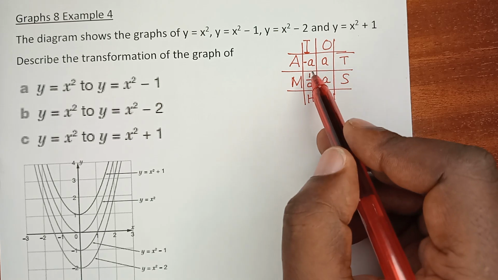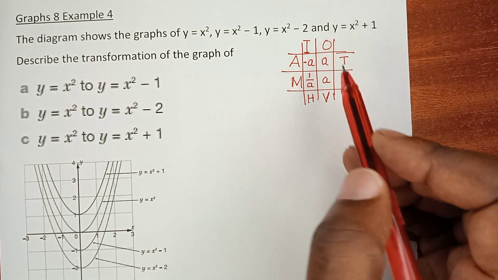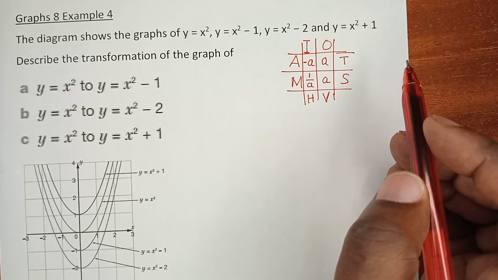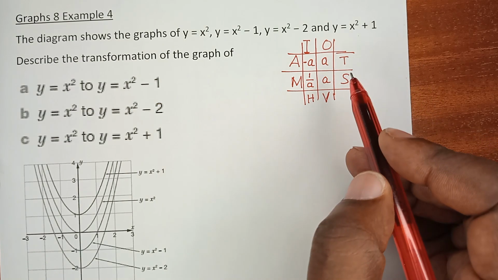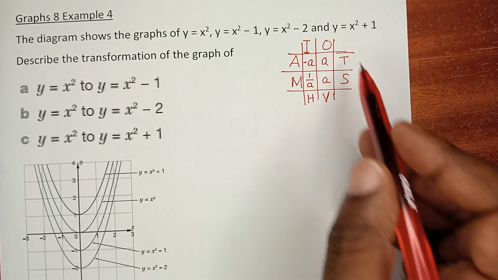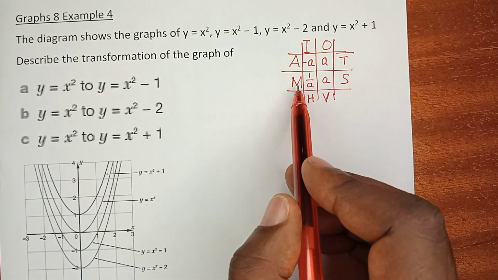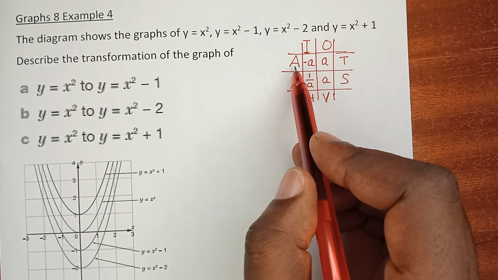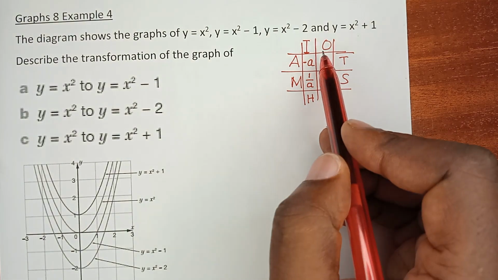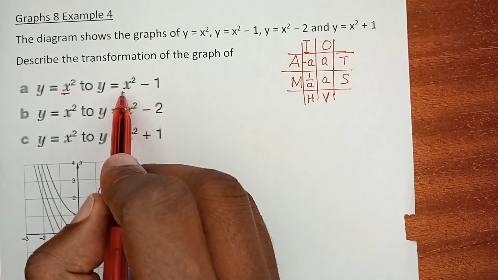All these, minus a, 1 over a, and a, are the scalars that will help us to explain or guide our transformations. Having said that, I will explain more even as we answer these questions. M means multiplication, A means addition, I means inside, and O means outside.